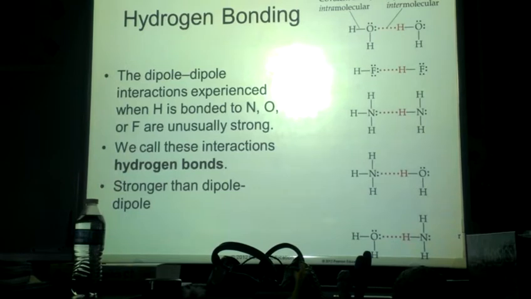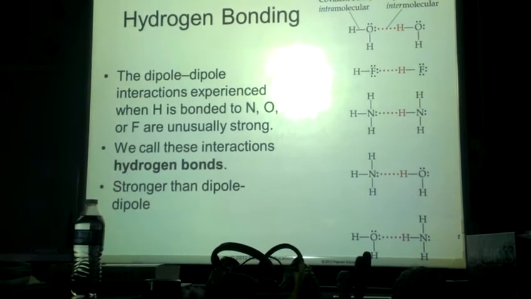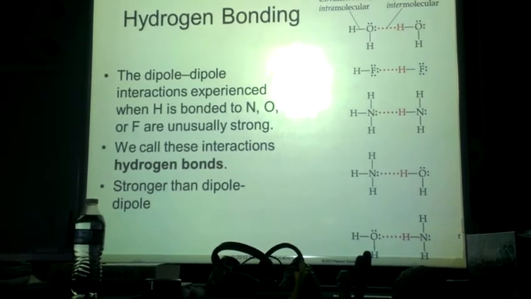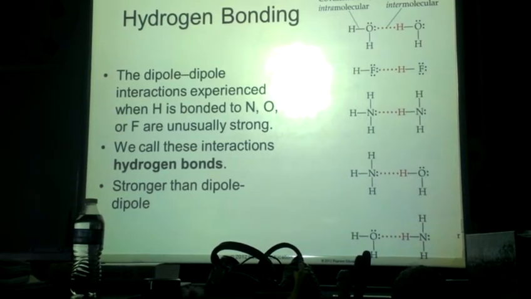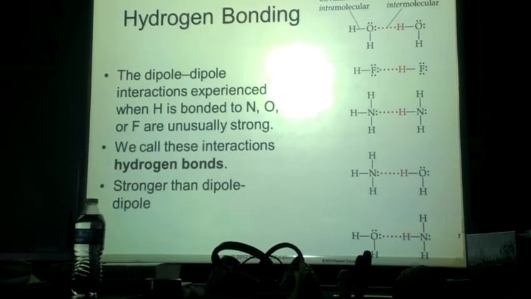So because of that, we call this a special type of bonding, which is hydrogen bonding. It is a type of dipole-dipole intermolecular force. So we can actually categorize it as a dipole-dipole, but it's much stronger than a dipole-dipole force, so that's the reason why we separate it out and call it something different, okay? So hydrogen bonding, again, is intermolecular.